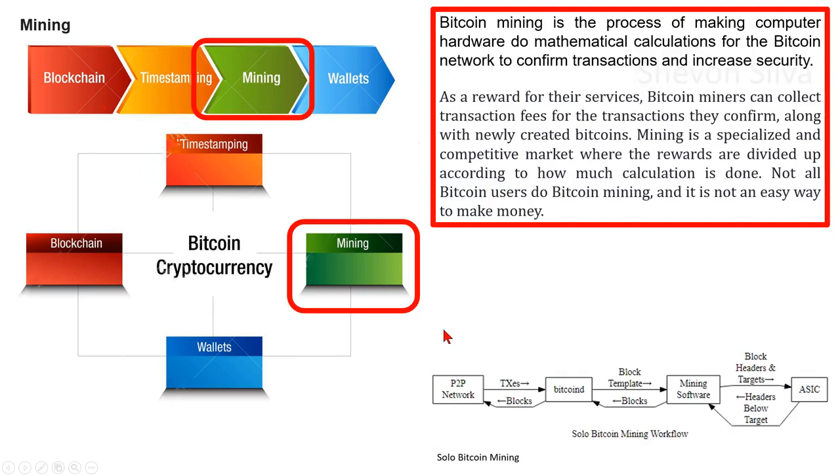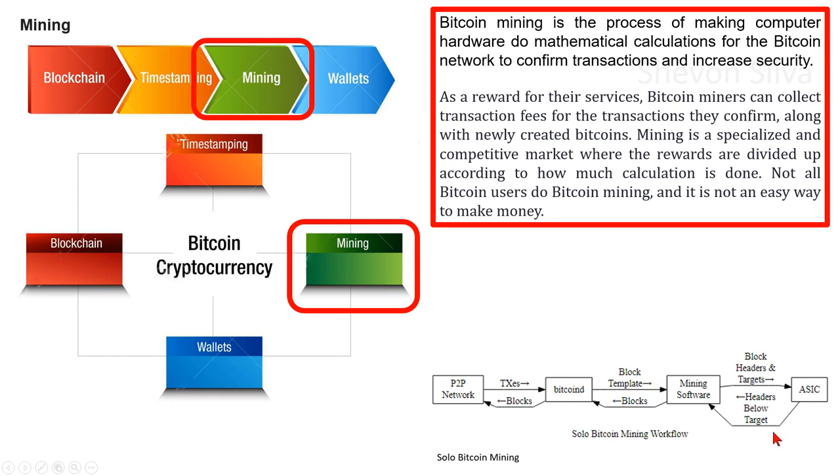Now we are focusing on mining. Bitcoin mining is the process of making computer hardware do mathematical calculations for the Bitcoin network to confirm transactions and increase security. As a reward for their services, Bitcoin miners can collect transaction fees for the transactions they confirm, along with newly created Bitcoins. Mining is a specialized and competitive market where the rewards are divided up according to how much calculation is done. Not all Bitcoin users do Bitcoin mining, and it is not an easy way to make money.